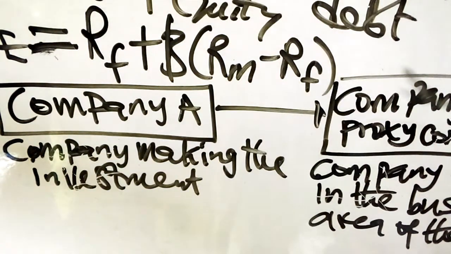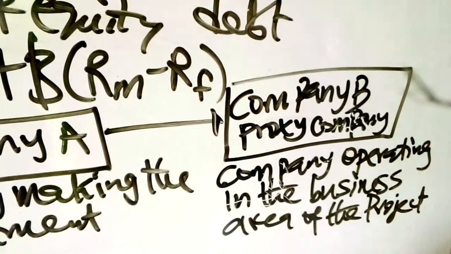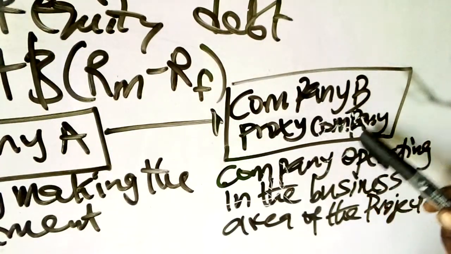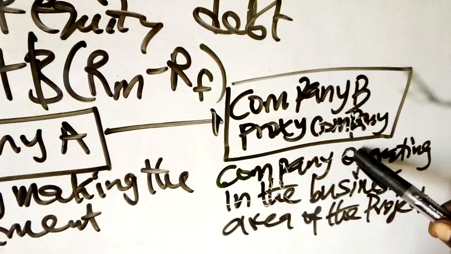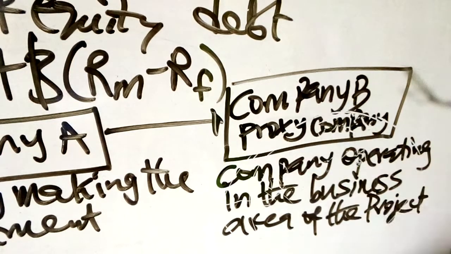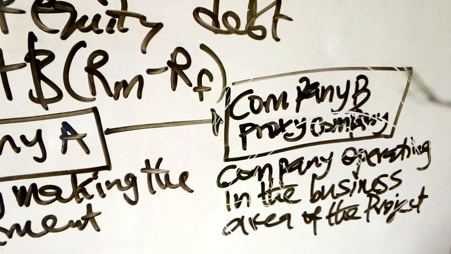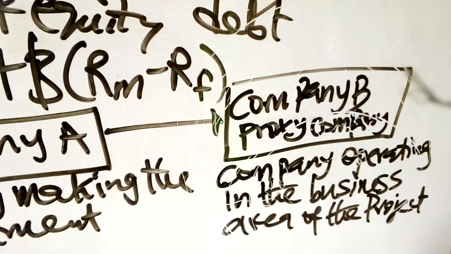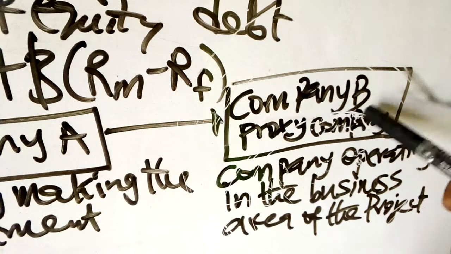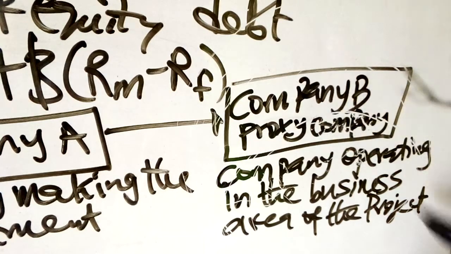you will need the asset beta of the proxy company. Remember, asset beta is the beta that reflects the risk of the business area of this company. So the only thing you need from the proxy company is the asset beta. Apart from that asset beta, you don't need anything from that proxy company again. To obtain the asset beta, if you are given the equity beta, I've told you that equity beta is for a geared company.